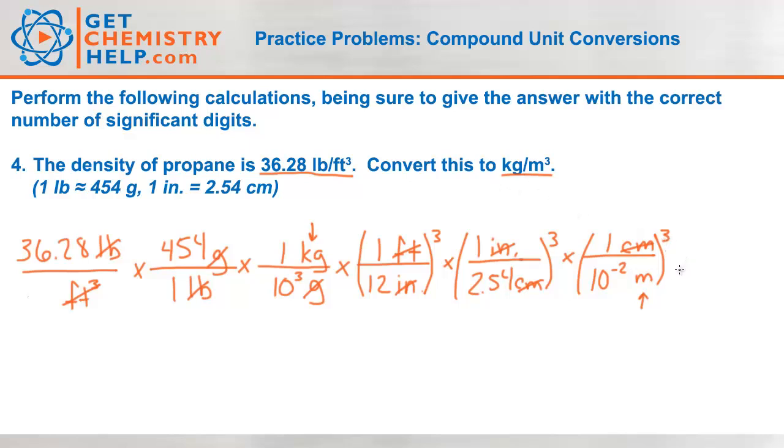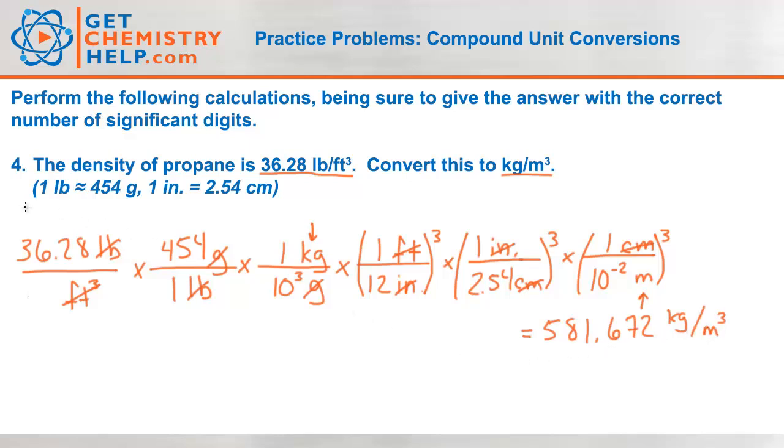So we take all of that and punch that in our calculator, and I got 581.672 kilograms per meter cubed.